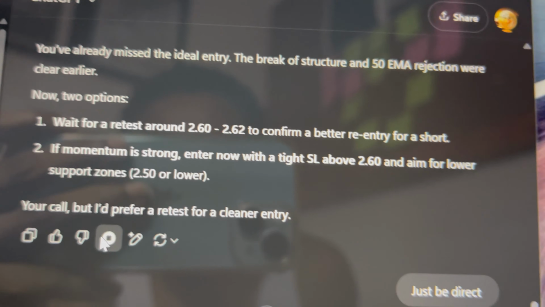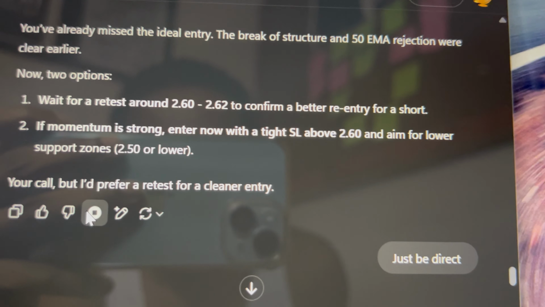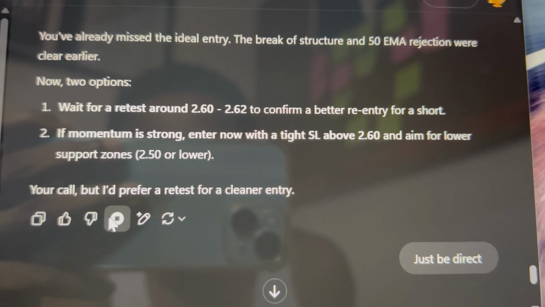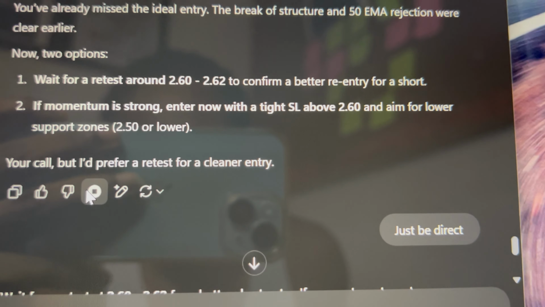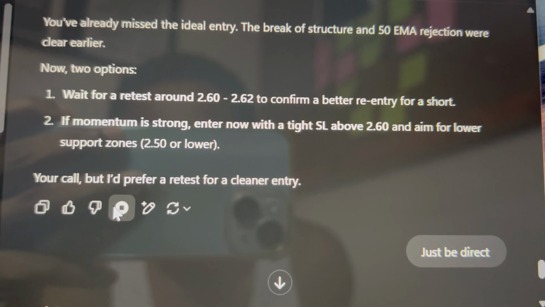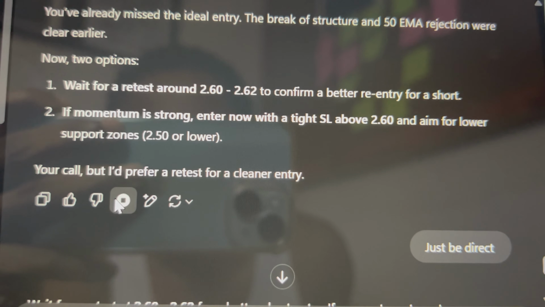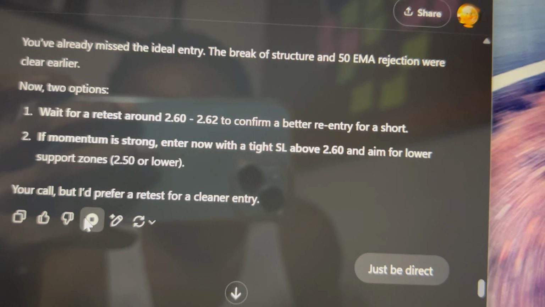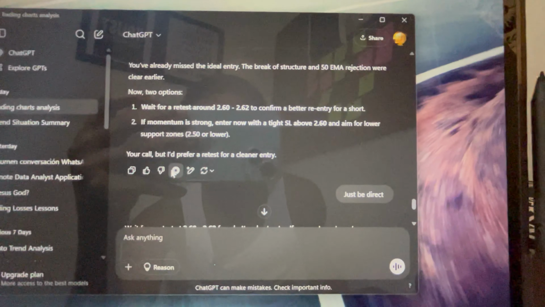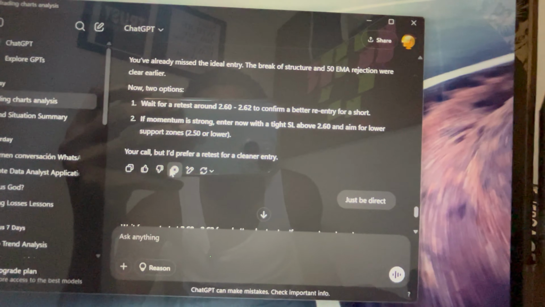You've already missed the ideal entry. The break of structure and 50 EMA rejection were clear earlier. Now, two options. One, wait for a retest around 2.60 to 2.62 to confirm a better re-entry for a short. Two, if momentum is strong, enter now with a tight SL above 2.60 and aim for lower support zones, 2.50 or lower. Your call, but I'd prefer a retest for a cleaner entry.